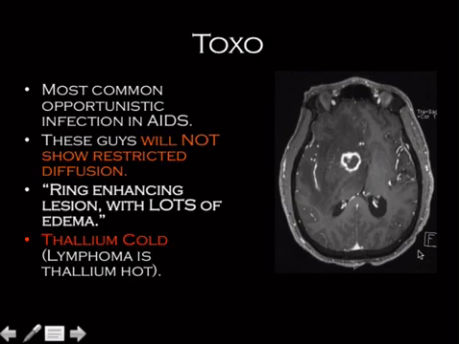Now, I talked about this in a pulmonary lecture, I think, that thallium is going to be cold for toxo, and then lymphoma would be hot. Now, lymphoma would probably restrict diffusion also. And just a quick review, remember that thallium is a potassium analog, works on the sodium-potassium pump that requires active transport, ATP, so the thing has to be a cell that functions like a tumor, lymphoma, whereas toxo wouldn't have that ATP sodium-potassium pump going, so it would be thallium cold.